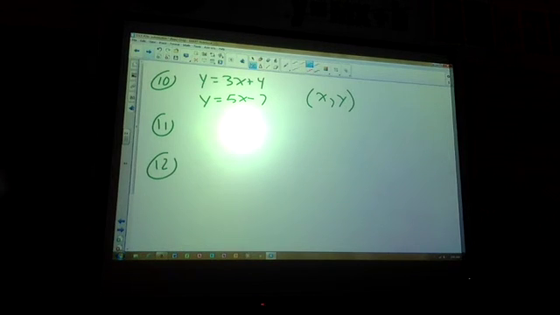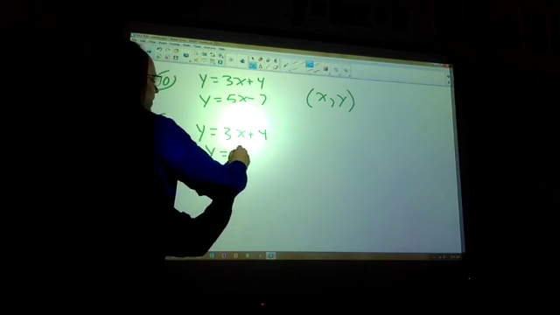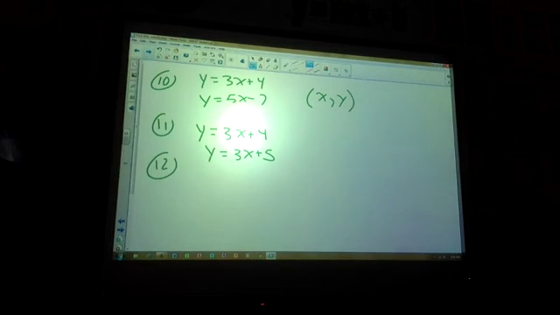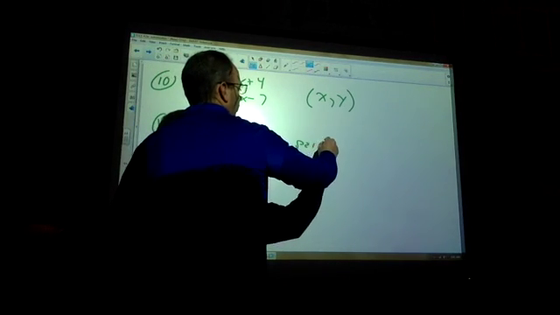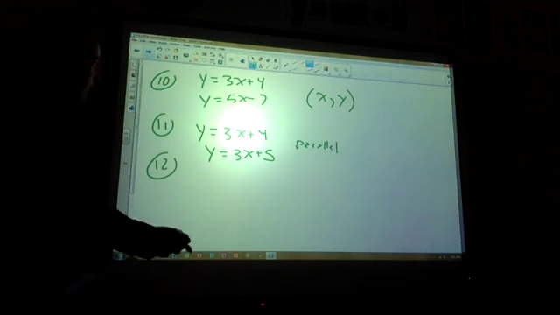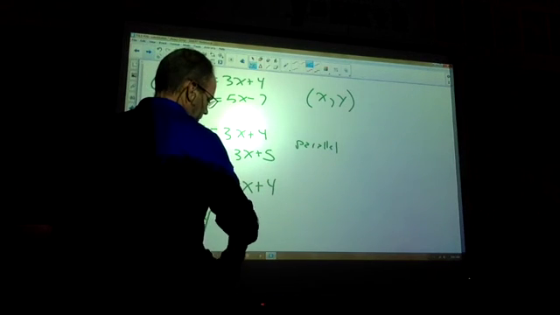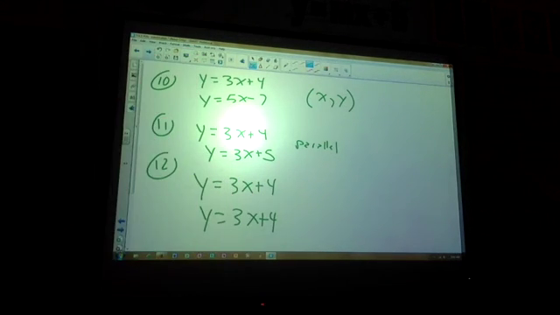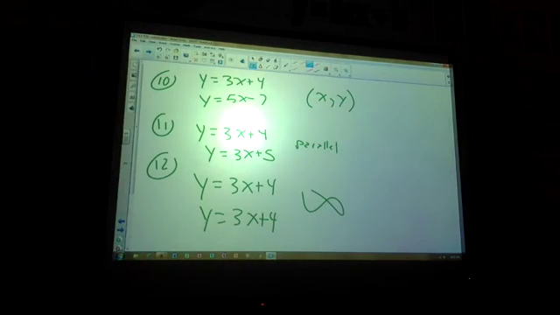System has no solutions. That means their lines are parallel. They're not the exact same line, are they? Same slope, different lines. Okay, so these are parallel lines. And then if I wanted to write a system that has infinitely many solutions, exact same line. Infinite solutions. Good?